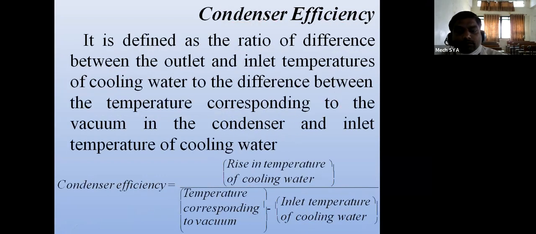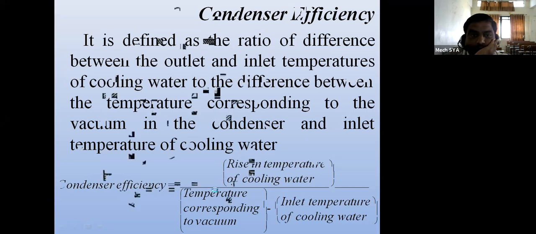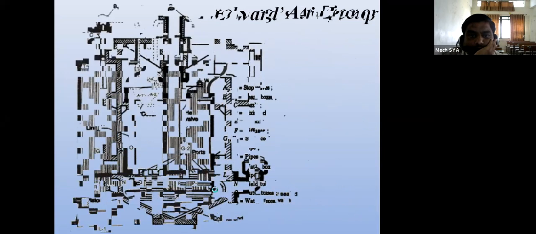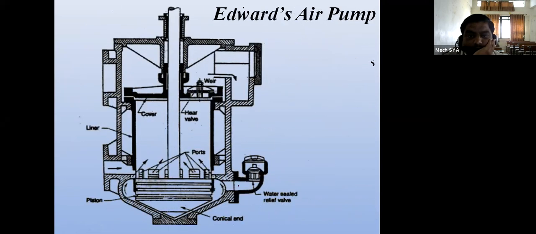Now condenser efficiency is one of the things there. It is defined as the ratio of the difference between outlet and inlet temperature of cooling water to the difference between the temperature corresponding to the vacuum in the condenser and the inlet temperature of cooling water. Okay, but it is not in our syllabus. This is the last article.